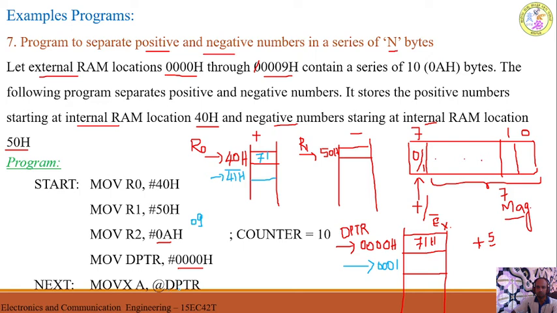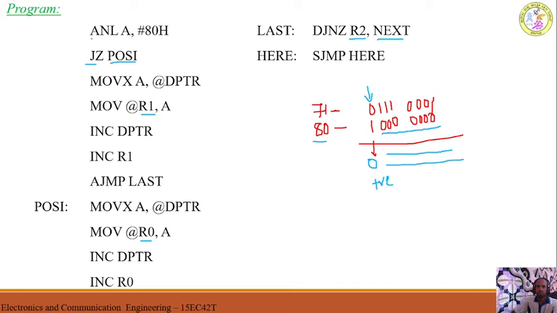Now MOVX A, @DPTR. Again go to DPTR. Now DPTR is pointing to this memory location. Now we shall assume that the data available here is E5H, the second data. Take this data into the accumulator now. Accumulator becomes E5. And then do the AND operation with 80.